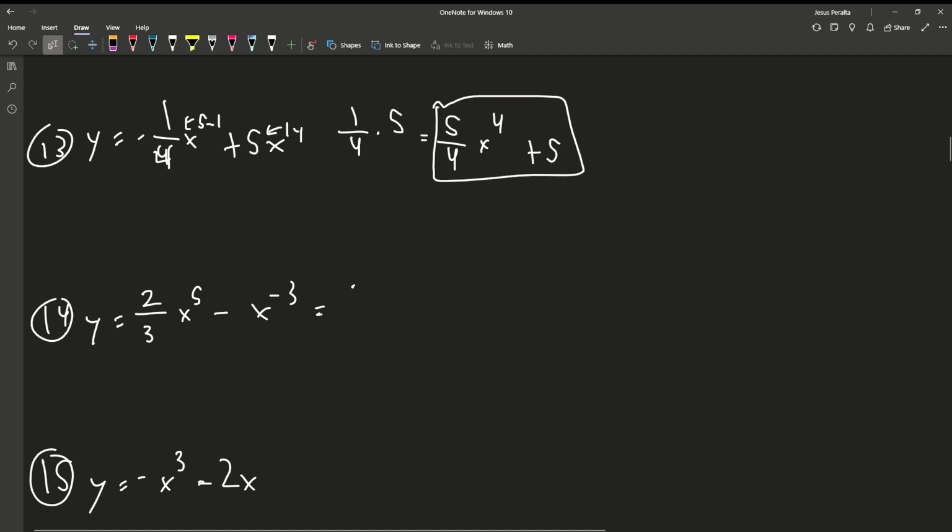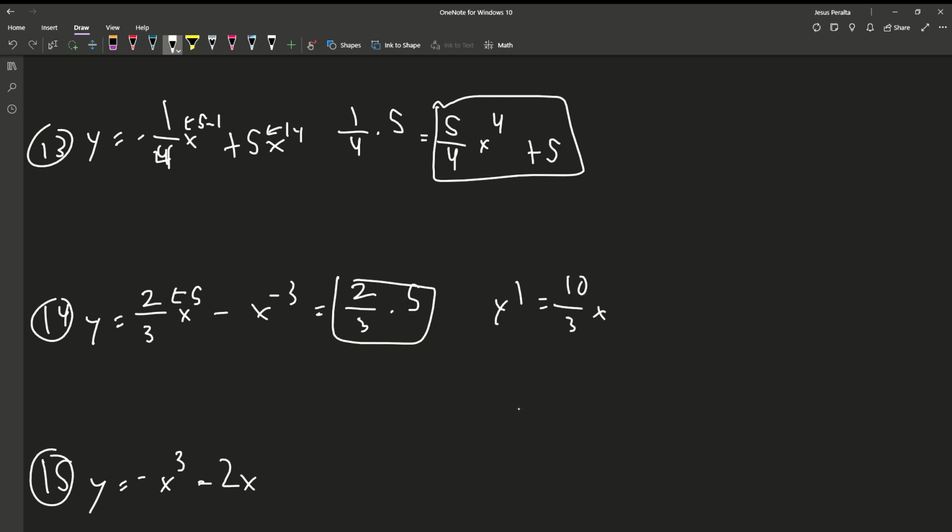Right here, this is the same thing as saying 2 over 3 times 5, all right? And we haven't written down the x, but let's just write that. So then y prime, this is this being multiplied by that. So y prime is equal to 2 over 3 times 5, like I wrote over there. So that's 10 over 3 x, and then subtract 1 right here. That's 4.